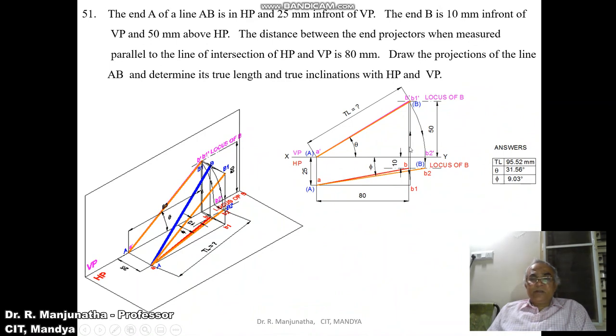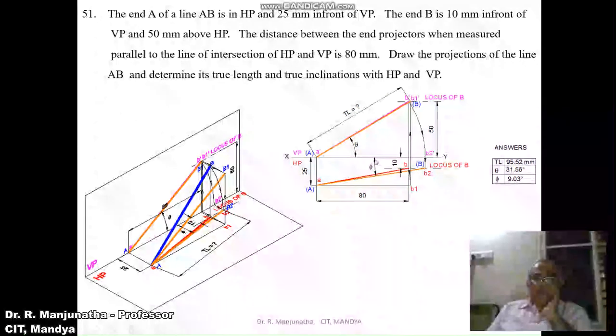The answer is: show the dimensions 25, 80, 50 and 10, and show the inclinations phi and theta. Consider any one of the distances and mark this line as true length equal to question mark. When measuring using the scale, the true length is 96 mm. When doing it in the computer, the true length is 95.52 mm. Similarly, the inclination made by the true length with respect to HP, theta, is 31.56 degrees in the computer and 32 degrees manually.